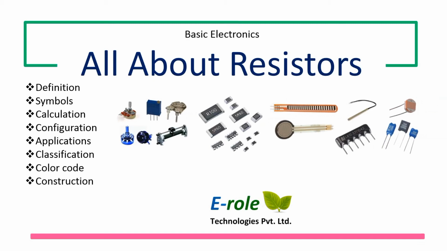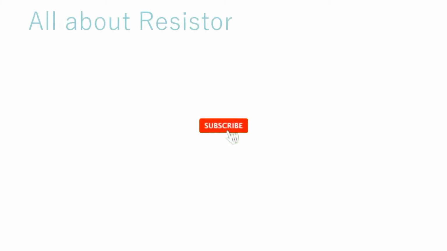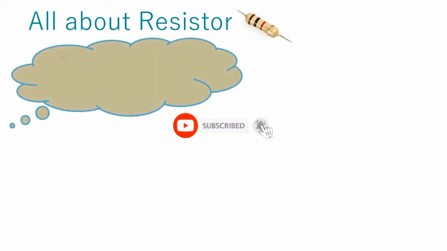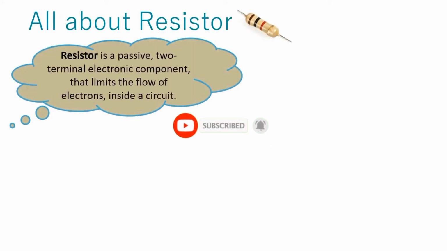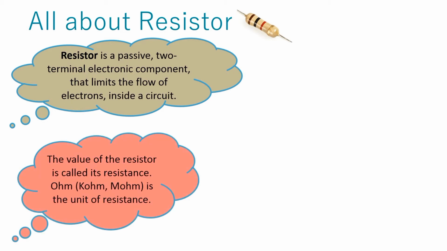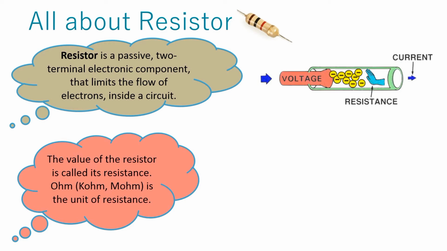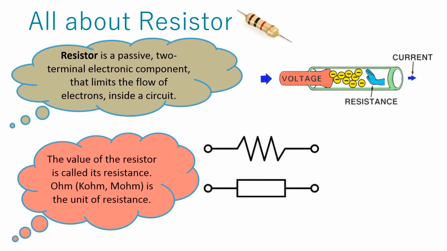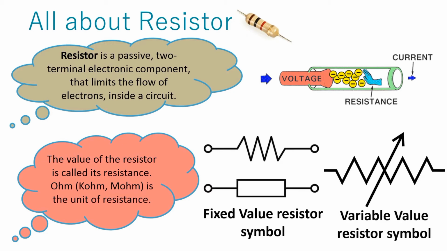Resistor. A resistor is a passive, two-terminal electronic component that limits the flow of electrons inside a circuit. The value of the resistor is called its resistance. Ohm is the unit of resistance. For higher values, we use kilo ohm and mega ohm. The higher the value of resistance, the lower the current that can pass through it. This is the symbol for the fixed value resistor, and this is the symbol for the variable value resistor.